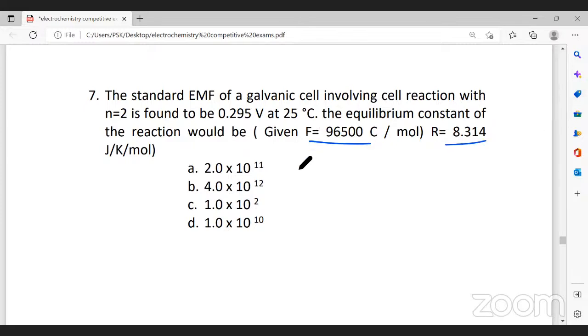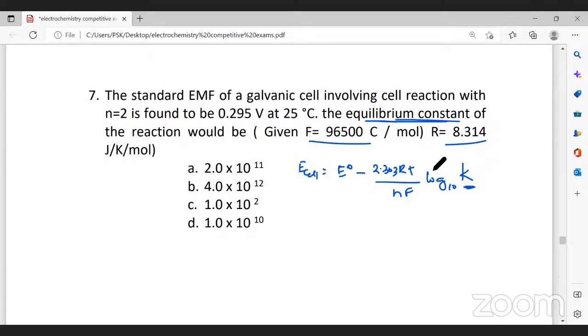Remember, E cell is given by the Nernst equation we learned. E cell is equal to E naught minus 2.303 RT by nF log to the base 10 of K. They're asking for the equilibrium constant. Equilibrium constant is represented as what? K.